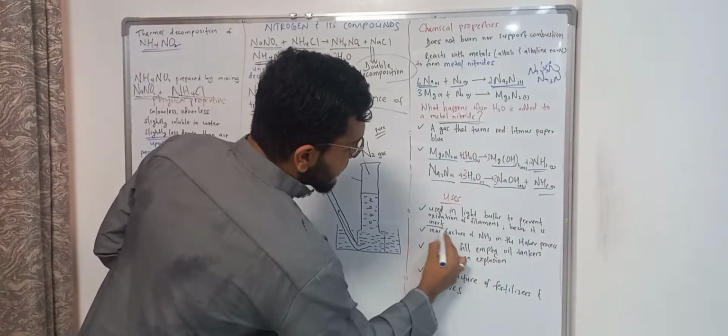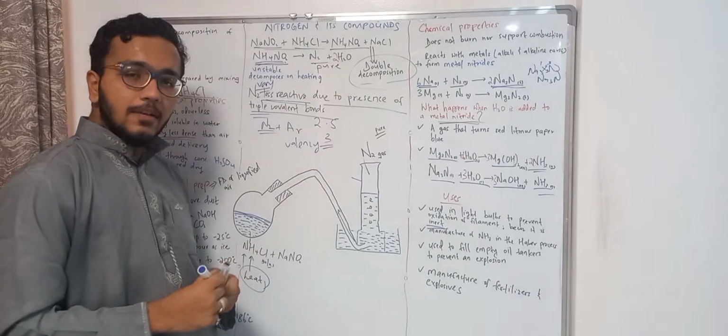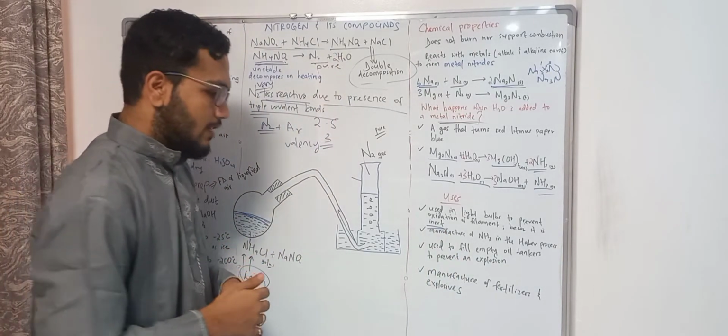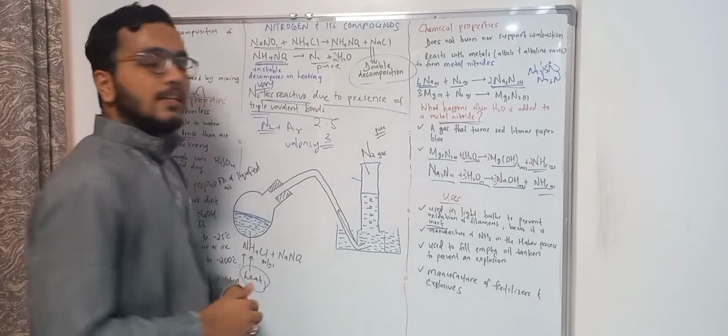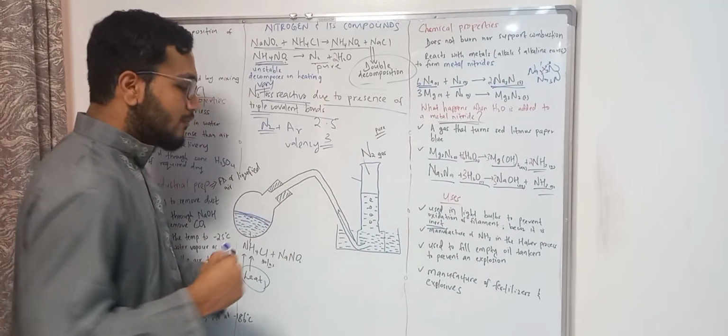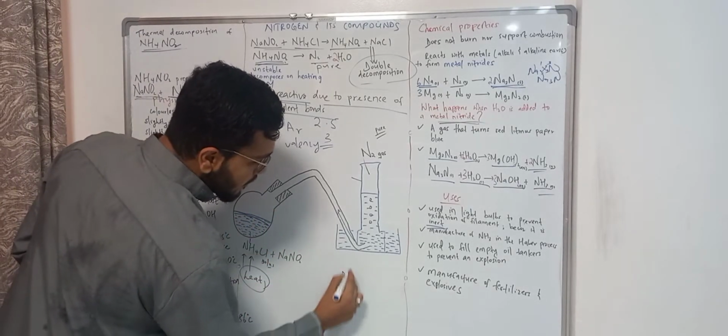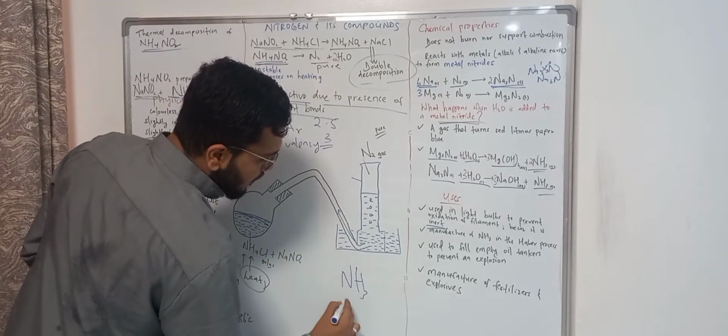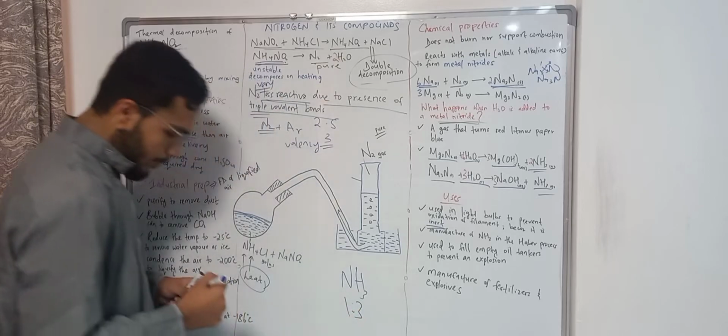That is why it is inert, hence it is used in light bulbs. Nitrogen cannot be oxidized very easily, okay? Manufacture of ammonia in the Haber process. Nitrogen combines with hydrogen in the ratio of 1:3 to form ammonia.